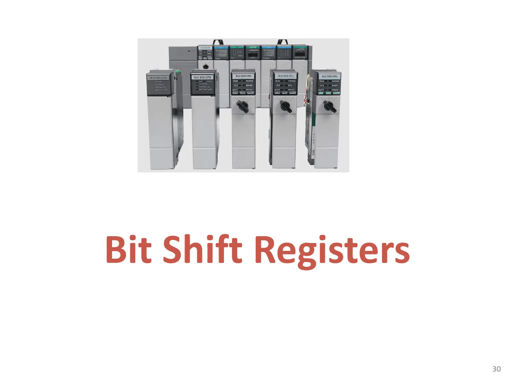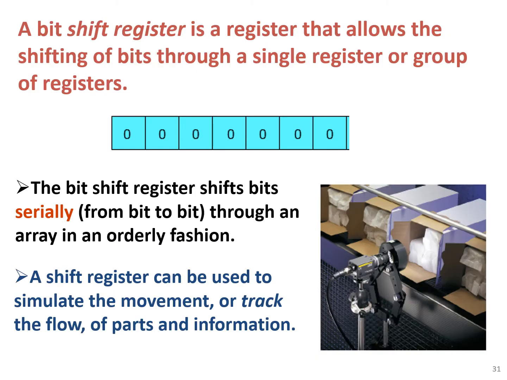Bit shift registers. So we are moving to another topic. It's different from sequencers. A bit shift register is a register that allows the shifting of bits through a single register or group of registers. Okay, so we have 1, 2, 3, 4, 5, 6, 7 bits here.